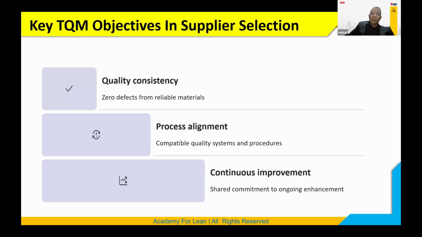Obviously, continuous improvement. For you to do continuous improvement, you need to pick the right supplier with the right attitude, so that you can do the improvement as well. Otherwise, you will be stuck whenever you want to do improvements. Their process is not flexible. They are not listening to you, and they are rigid. And because of that, you can't do continuous improvement.